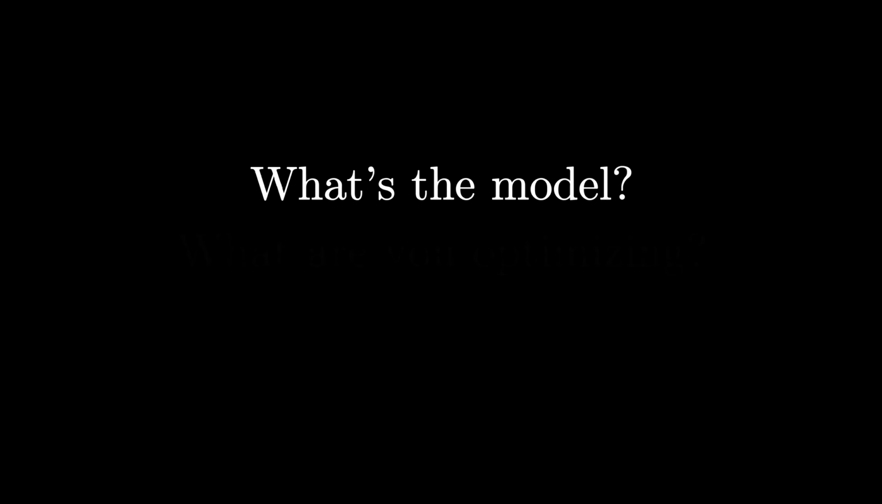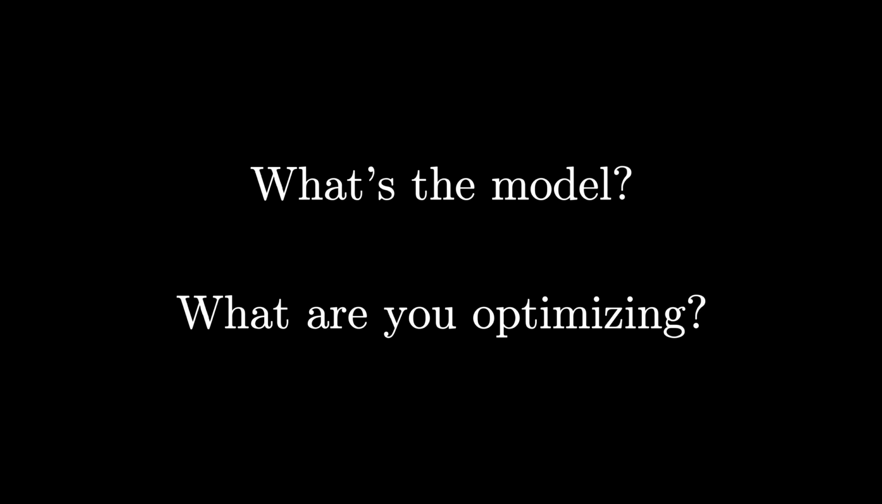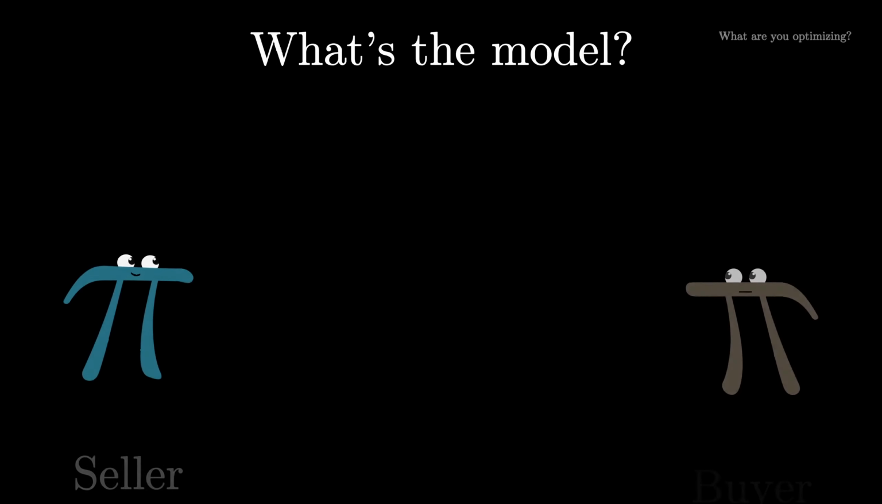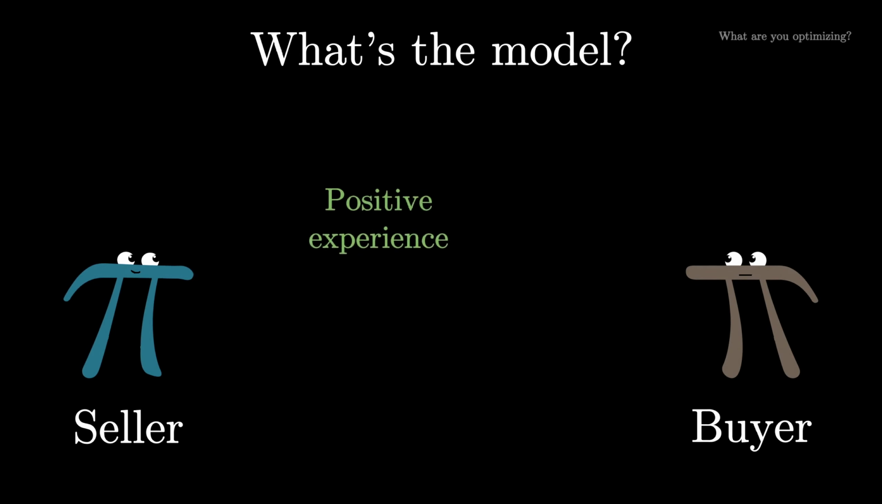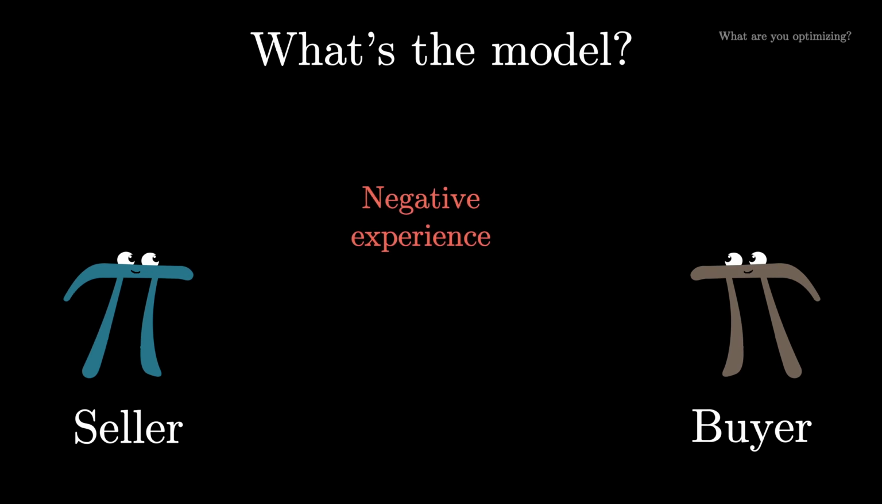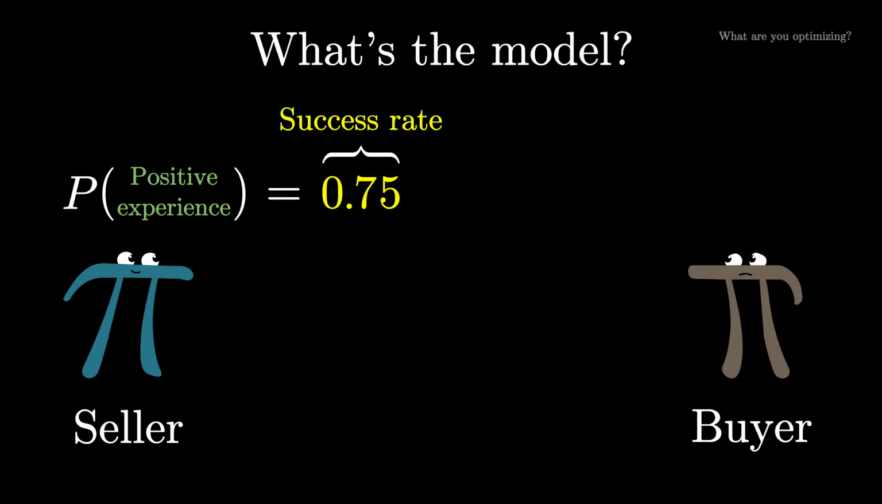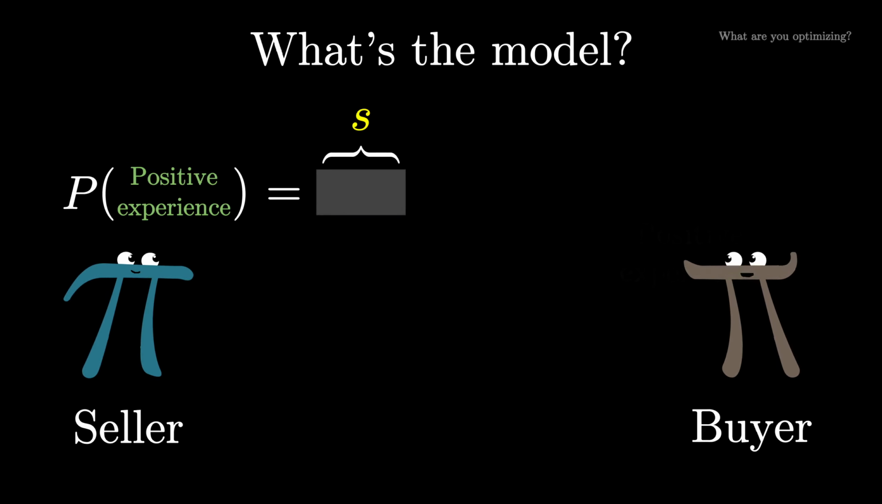Step 1, how exactly are we modeling the situation, and what exactly is it that you want to optimize? One option is to think of each seller as producing random experiences that are either positive or negative, and that each seller has some kind of constant underlying probability of giving a good experience, what we're going to call the success rate, or S for short. The whole challenge is that we don't know S.